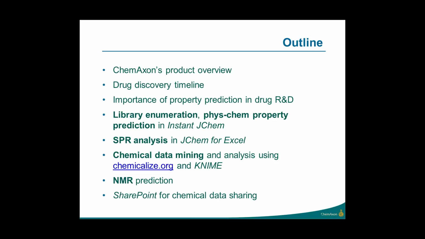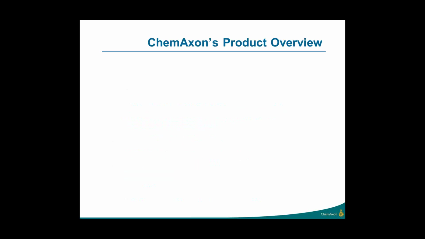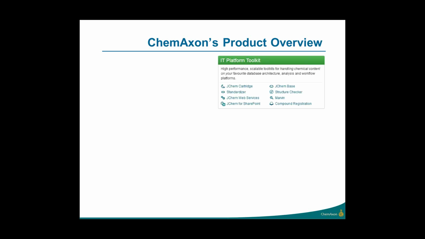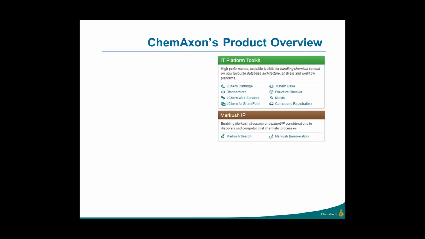From there, I would like to drill down to demonstrate some of our tools which enable you to predict different physicochemical properties. So let's get started with the product overview. The heart and soul of the ChemAxon technology is collected in the IT platform toolkit, which allows you to set up reliable databases using Standardizer and the Structure Checker. You can also connect to local and remote databases and so forth. The Marcus technology is for intellectual property research, and its development was in collaboration with Thomson Reuters from the beginning.